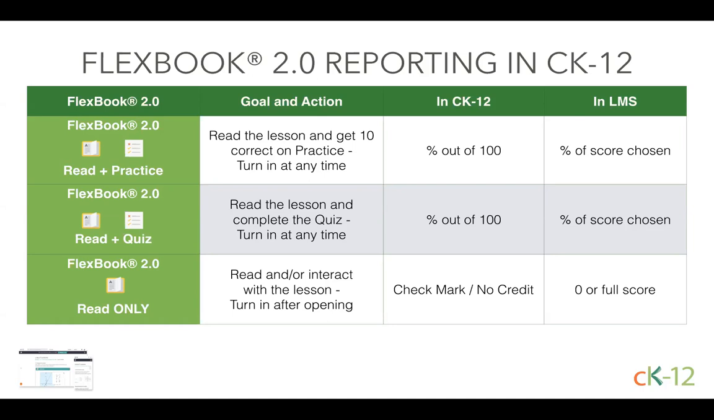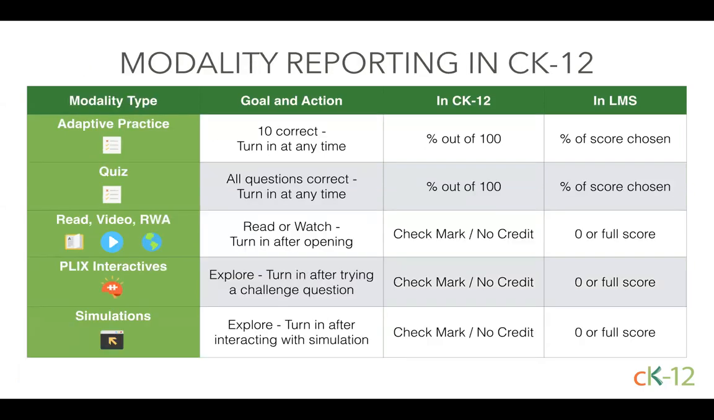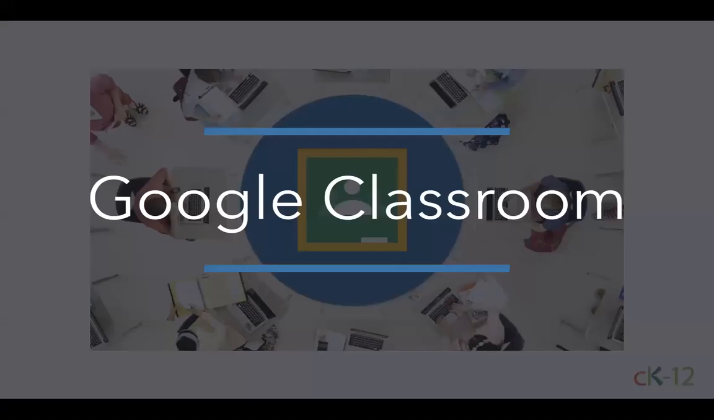All right, so that's for Flexbooks 2.0. Individual practice and quizzes report the same way as they do in a 2.0 lesson, while reads and other modalities like Flexbook 2.0 lessons without practice or quiz show full or no credit. Again, if you want to reference this chart later on, you can find it on the resource page for this session. And I think Felix is going to work his way through explaining all of this to you as well. So why don't I go ahead and hand it over to Felix.